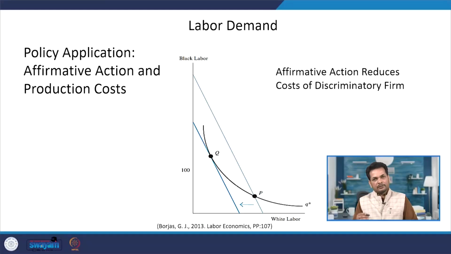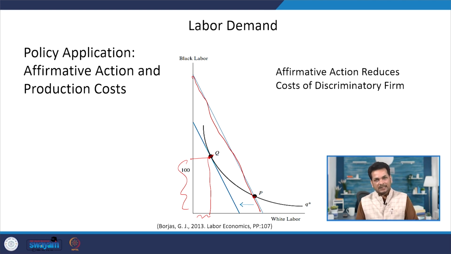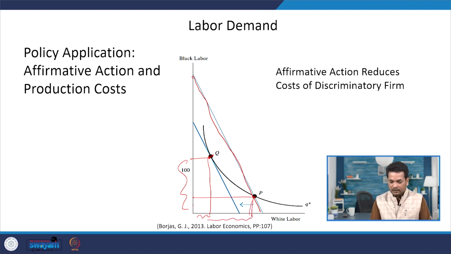You can see that when the farm moves from this point to this point, the isocost is definitely going to be higher than the previous one. So, rather than operating at point Q, where the farm should have hired this much of black workers and this much of white workers, the farm is discriminatory. The farm discriminates against the black workers. So, the farm is going with the prejudice that it should hire this much of white workers and this much of black workers, so that it will operate at point P.